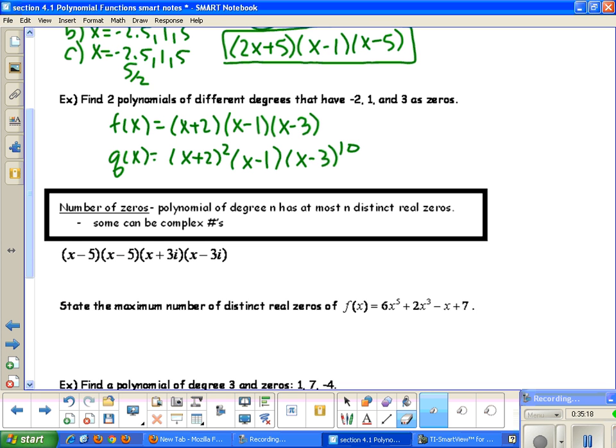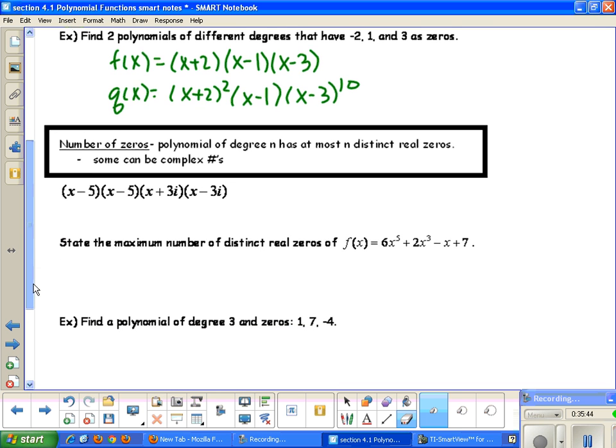A polynomial of degree n has at most n distinct real zeros. Some can be complex numbers. So if you look right here, this polynomial equation that we have has 4 zeros. Since it has 4 zeros, I know that one of them is distinct, which is the 5, which has a multiplicity of 2. We're going to talk about multiplicities in the next couple sections, so we'll skip over that for right now.